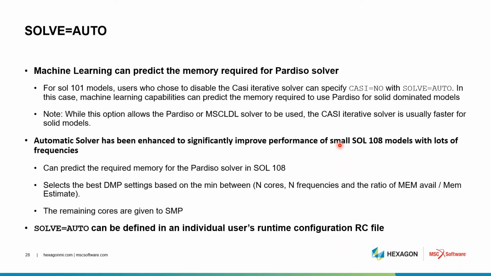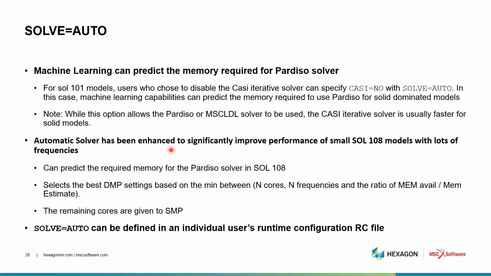Going into more detail on SOLVE equals AUTO, machine learning can predict the memory required for the Pardiso solver. For solution 101, users who choose to disable the CASI solver can specify CASI equals NO with SOLVE equals AUTO. In this case, machine learning capabilities can predict the memory requirements to use Pardiso for solid dominated models. So this option allows the Pardiso or MSC LVL solver to be used. The CASI iterative solver is usually faster for solid models, so this is something to keep in mind.